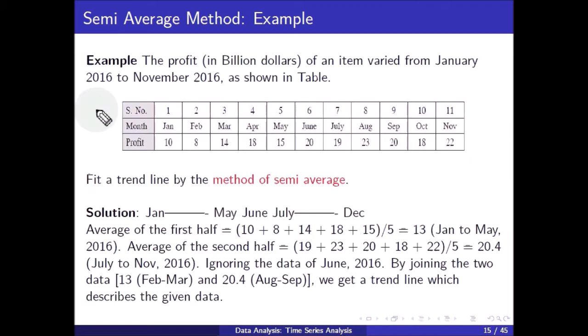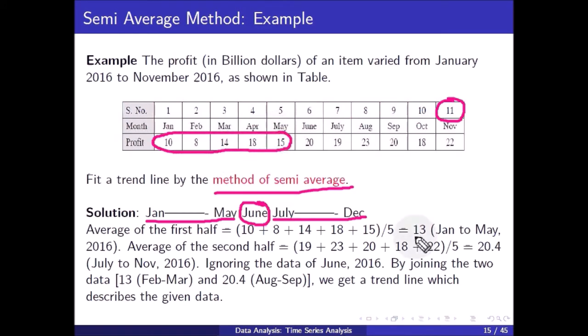Now we can see one example. The profit of an item varied from January 2016 to November 2016 as in the table. Fit a trend line by the method of semi-average. Solution: there are 11 months, an odd number of data. So we calculate the average of January to May and of July to November, and we ignore the middle point. The average of the first half, 10, 8, 14, 18, 15, is 13.